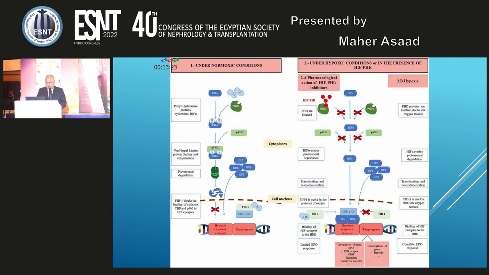This is also a diagram to compare the normoxic conditions and the hypoxic conditions in the presence of hypoxia-inducible factor prolyl hydroxylase inhibitors.